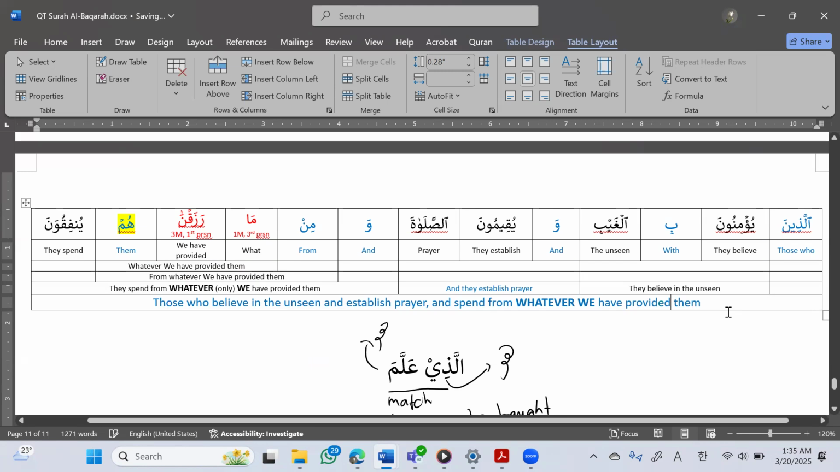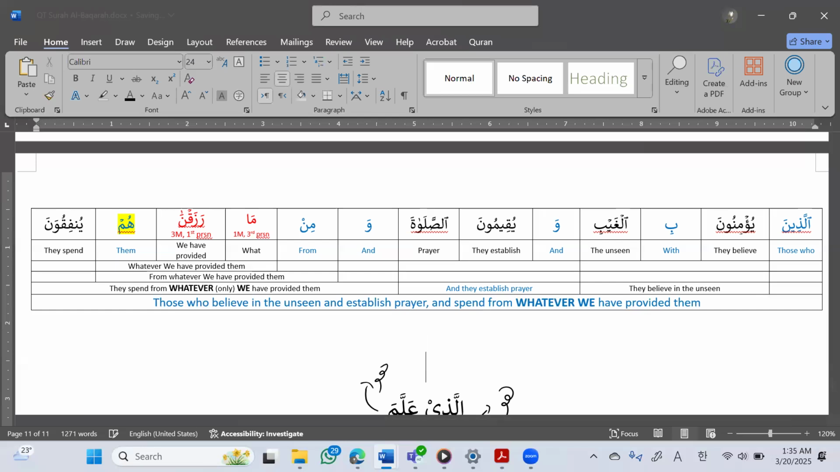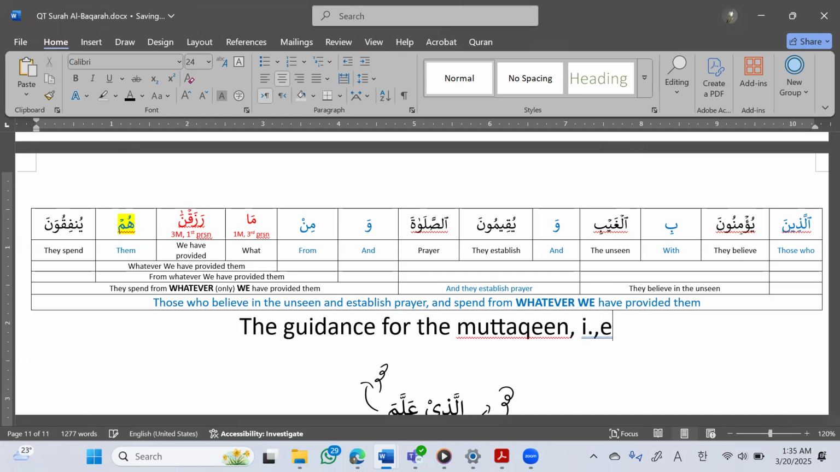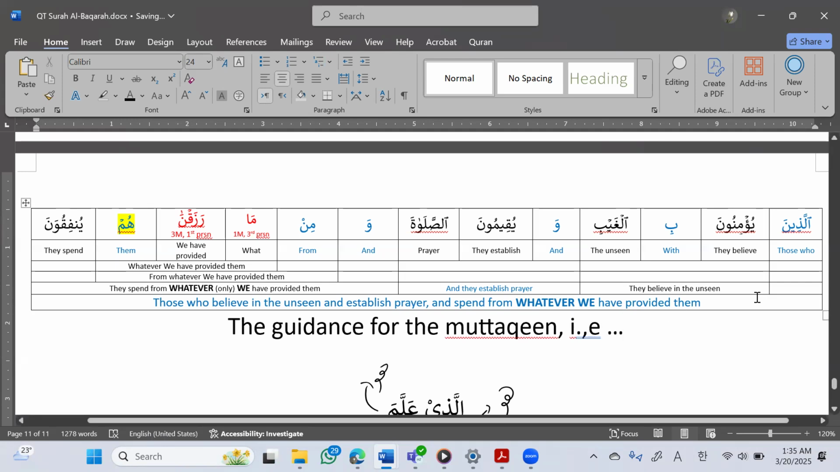What else? The connection between this and the previous ayah. So the guidance for the muttaqin, that is, we talked about this. So this is bayan, yeah? Okay.